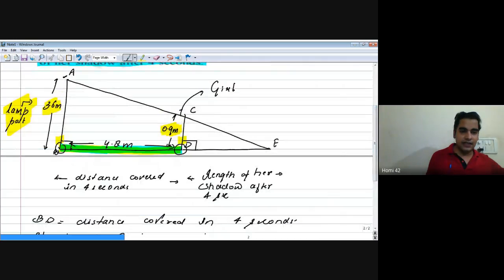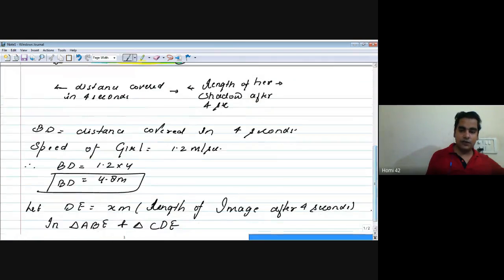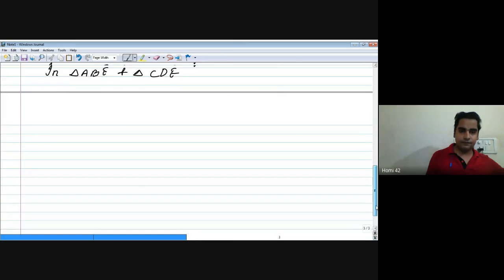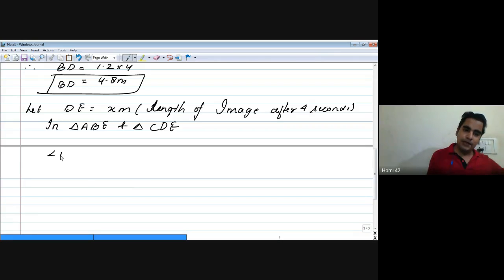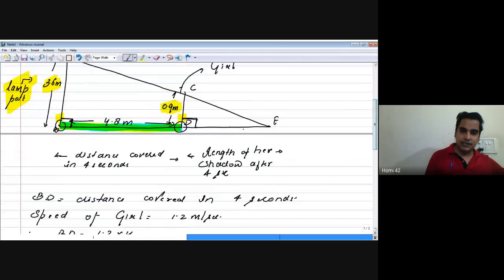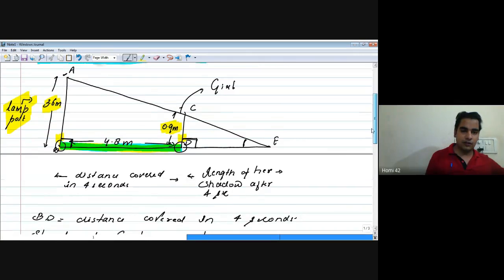The first thing is that this angle is 90 degree in both these figures. This angle is 90 degree, absolutely, right? So angle B is equal to angle D, 90 degree each, right? And what's the second thing we have? One angle is common in both. This angle E that you have, it is common in the bigger triangle as well as the smaller one, right?